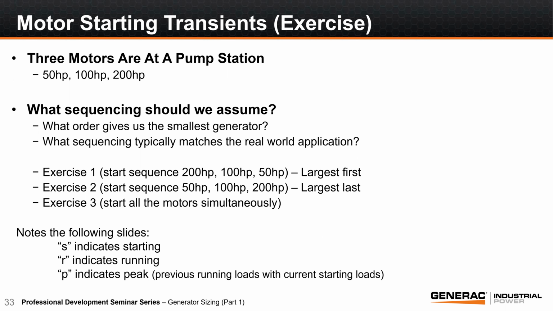Reversing that order, starting the 50 horsepower motor first, which is the smallest one, and then going in ascending order, will require a larger generator, because we lose some genset capacity if the 200 horsepower is being started after the other motors are already on. This is the more realistic or real world scenario, because on a real pump station, or for motors in general, I should say, they tend to cycle on and off and don't always come on in the same sequence. So that, again, is the more realistic or real world scenario.